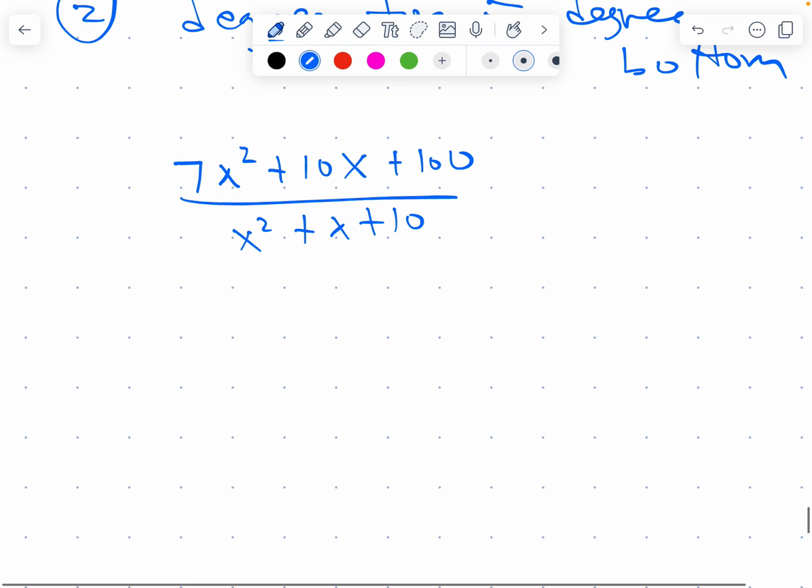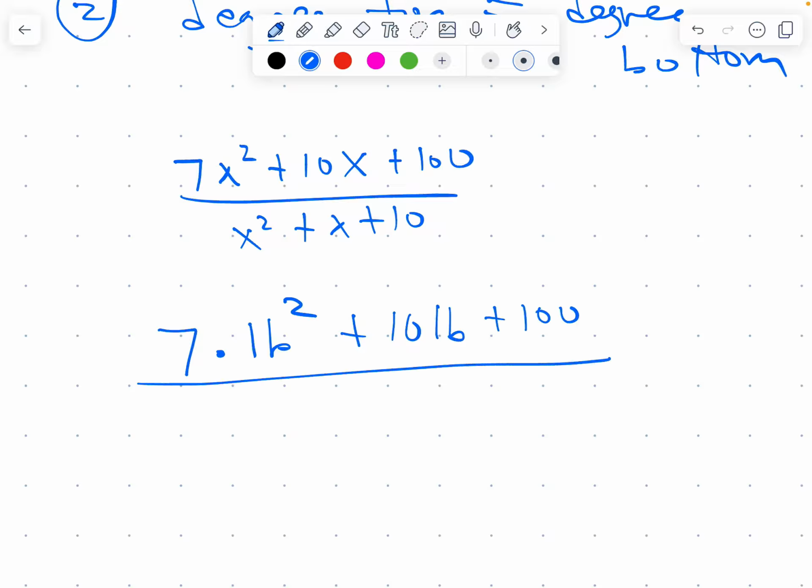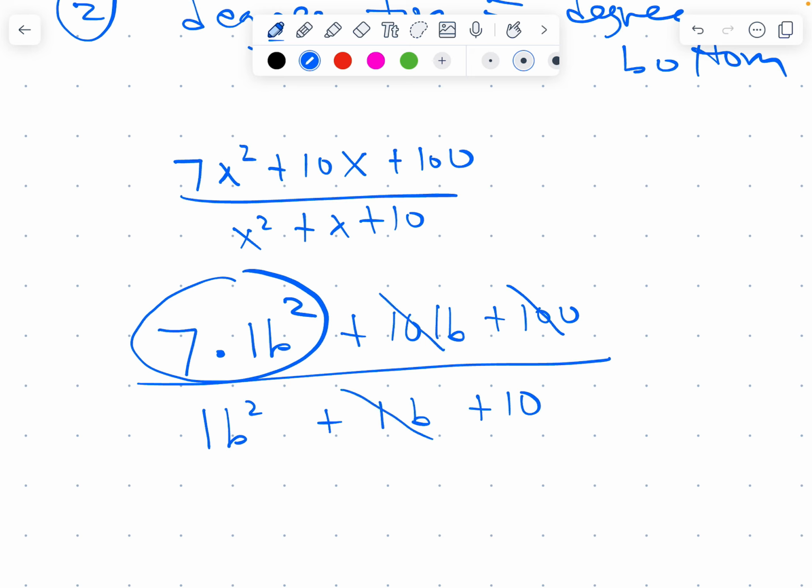So think about what happens in the long run. When you get to some number, let's do a billion again. So 7 times 1 billion squared plus 10 times a billion plus 100. On the bottom, you have 1 billion squared plus 1 billion plus 10. Now, 7 times 1 billion squared, a billion squared compared to this one, this is so much bigger, we can kind of start to ignore this. At a billion, that's not going to make a whole lot of difference.